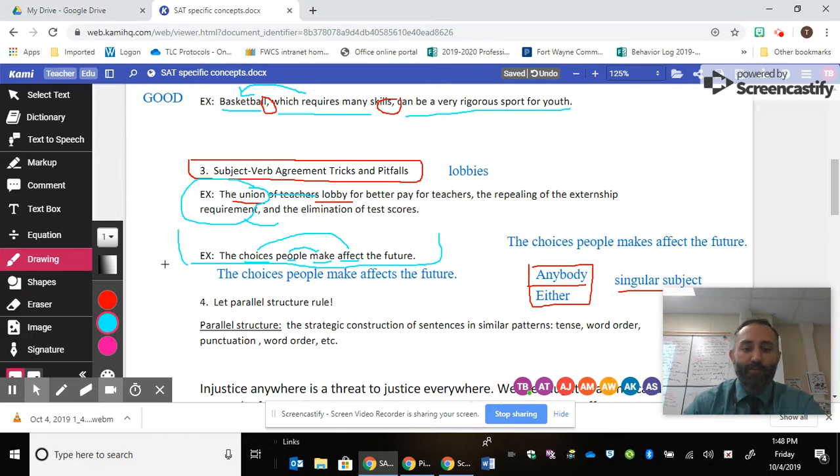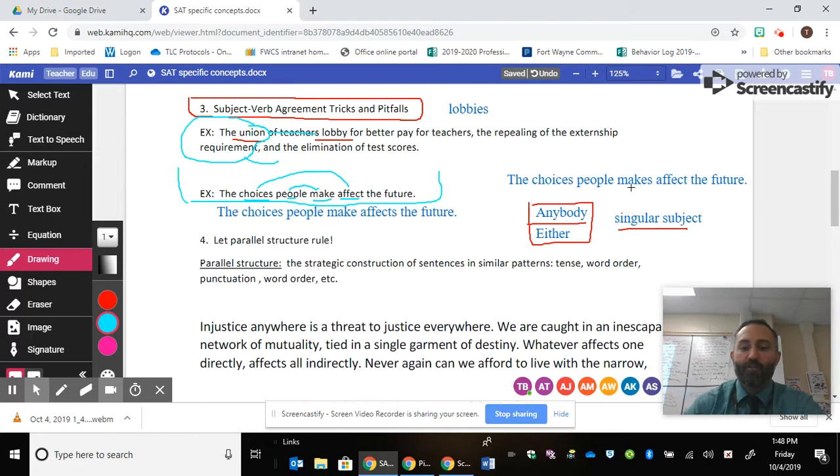That is why you have to pay close attention to whether or not the subject of the sentence is singular or plural. There are also some tricky ones, where pronouns like anybody or either you have to treat as a singular subject, whereas people is a plural subject of the sentence.